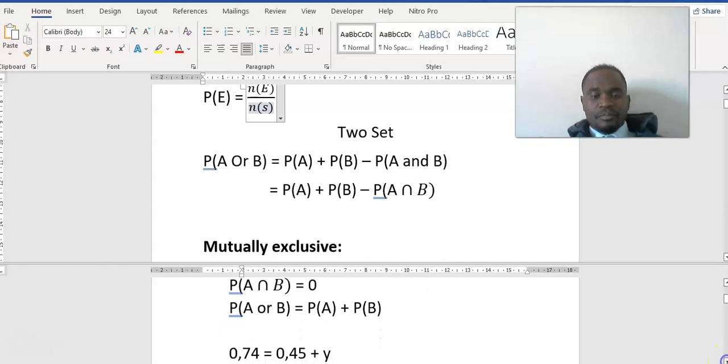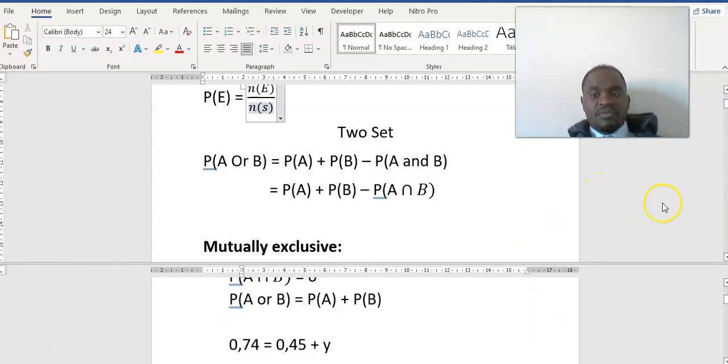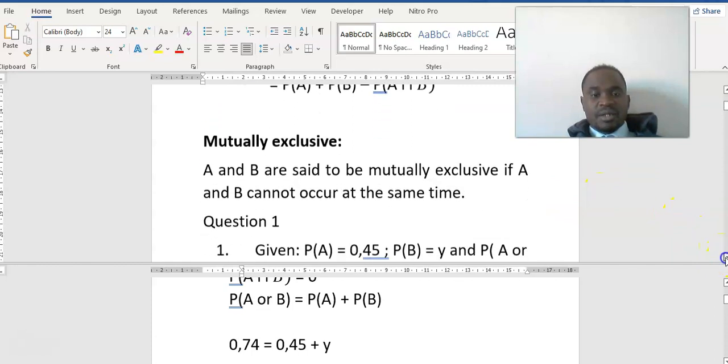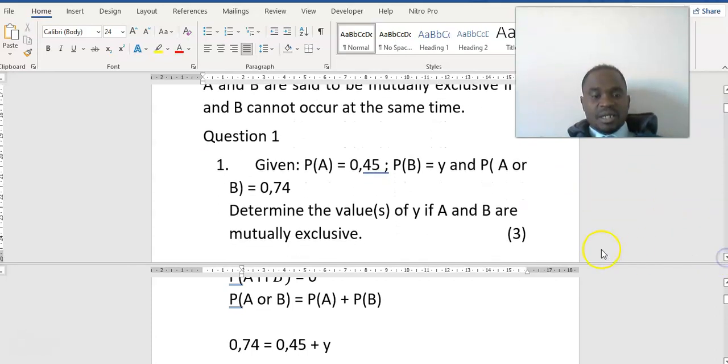Then we are going to substitute. Remember, we were given information in the question which says probability of A is 0,45, which is this one. Probability of B is equal to y, so plus probability of B, which is y. And probability of A or B is 0,74, which is this one. So we have substituted all the values given to us into the equation.